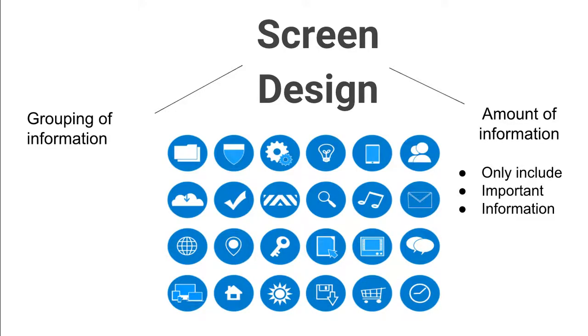In addition to typography, you need to think about the screen design, which includes the grouping of information and the amount of information. You want to make sure that you're bulleting your information and not writing everything down on the screen. You don't want to create a presentation where you're reading directly from the slides. That can be boring and you can lose the attention of your audience.